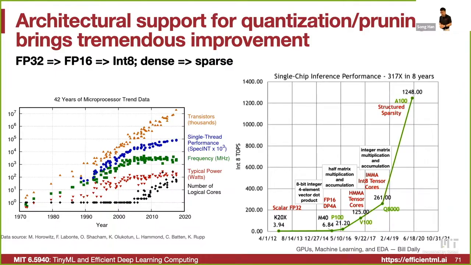And on the right-hand side is the single chip inference performance, improving 300 times in 8 years. This is from a slide from my PhD advisor, Professor Bill Dally. It shows that from scalar FP32 to FP16 to the HMMA tensor core in V100, the int8 TOPS increased to 125, and then it doubled again by using int8 IMMA tensor cores and structured sparsity, 2 to 4 sparsity, in A100. That's like a 300 times performance improvement in 8 years, which is pretty amazing.